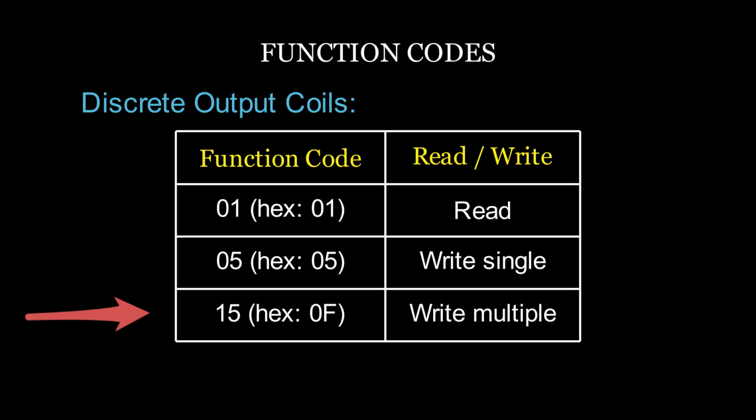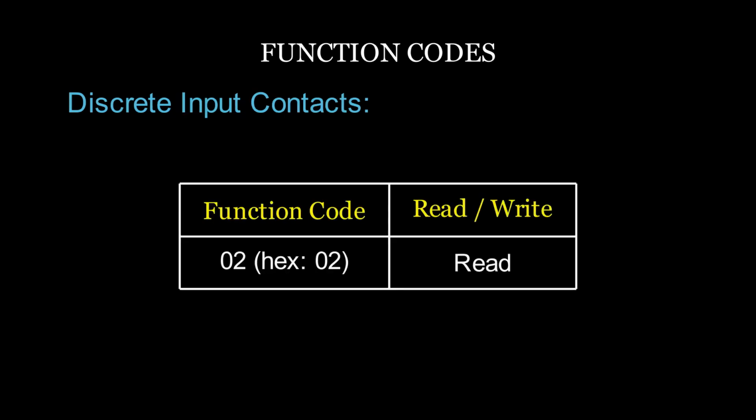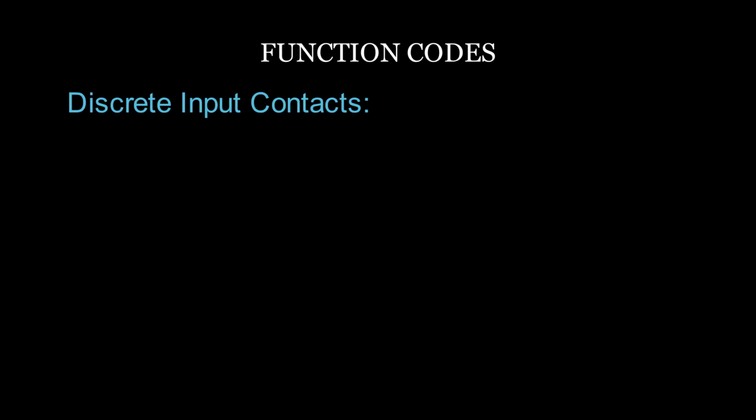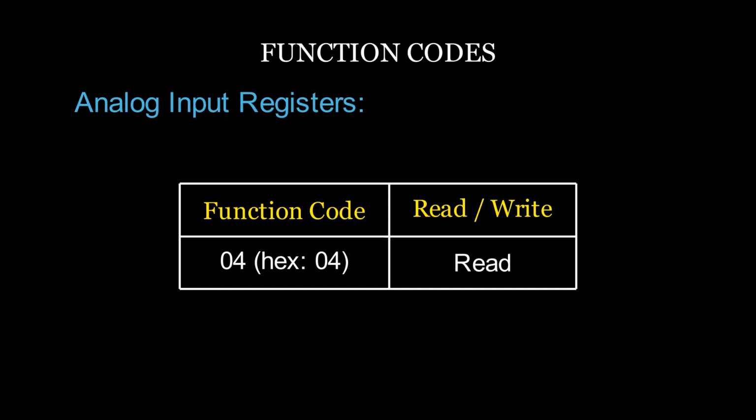There is only one function code used with discrete input contacts. It is function code 2. It is used to read one or more discrete input contacts. Again, if the values of more than one discrete input contacts are to be read, the addresses of them must be contiguous. As for analog input registers, there is again only one function code, 4. It reads one or more input registers. If the values of more than one register are to be read, they must again be contiguous.